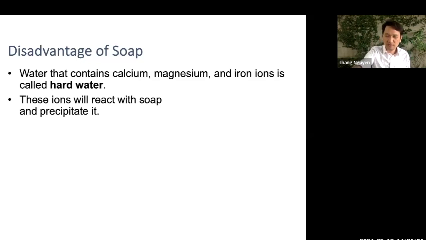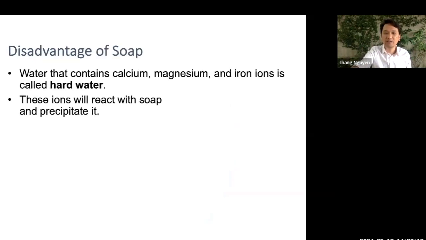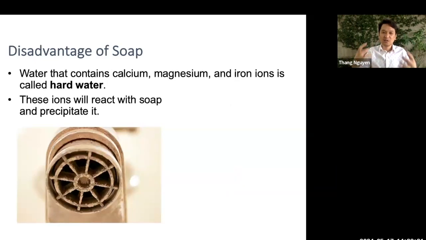Okay, so remember we said before that this molecule has a sodium, right? When this anion here is paired up with the cation of sodium, it's quite soluble in water. However, if this negative side pairs up with calcium or iron or magnesium, that ionic compound is no longer soluble. When it is not soluble, what happens? You get this crud, right?